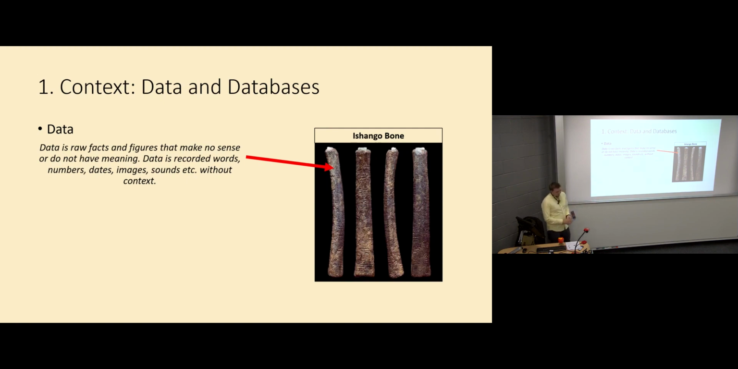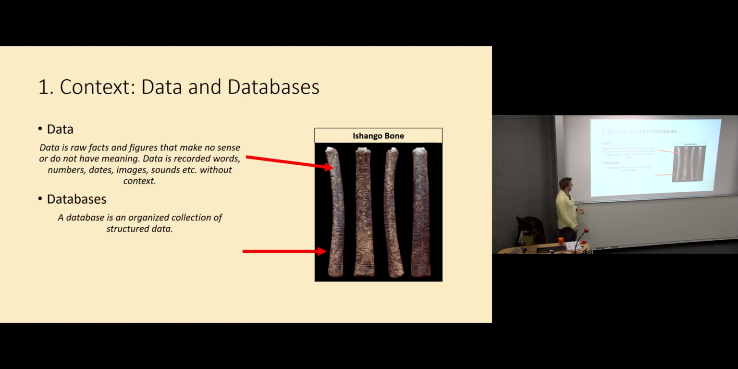That's data. We then have databases. A database is an organized collection of structured data. Complicated way of saying an organized collection of data. So your filing cabinets at home, your notepads, they are all databases of some kind. And in this case, the data on this Ishango bone are the notches itself, and the database is the bone. It's holding the data. So that's a good way of thinking about it.